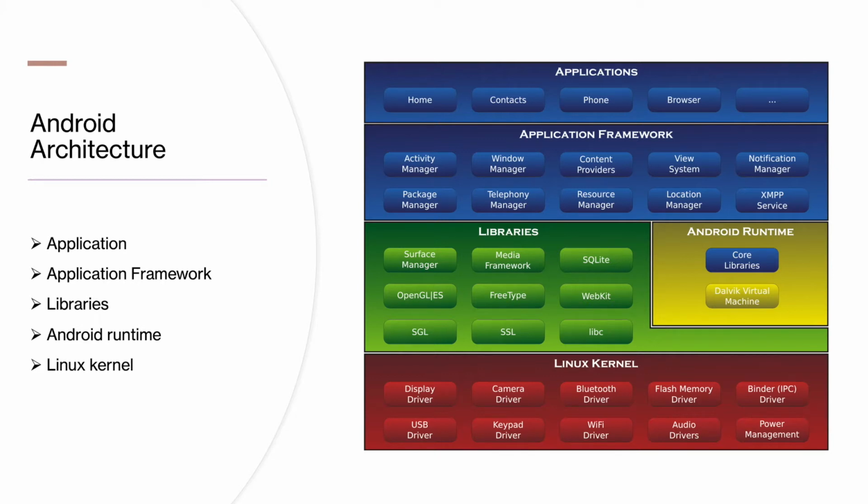So the Linux kernel is very important, and then comes the application framework. We get the activity manager, window manager, and content provider inside the application framework, and at last is where we install our applications like contacts, home, phone, browser, banking application, chatting application, etc.